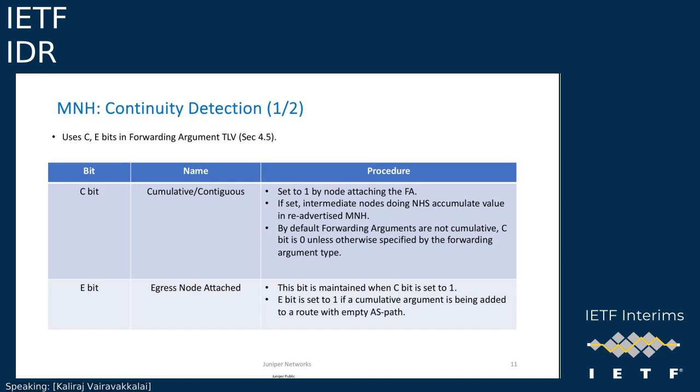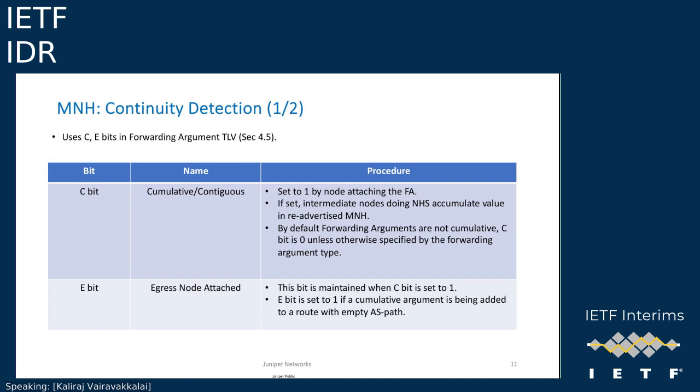It is set to 1 by the node that attaches the forwarding argument, to request that future nodes which are doing next hop self accumulate or make that value contiguous. So the intermediate nodes, when they receive the forwarding argument with the CBIT set, and if they are doing next hop self, accumulate the value and re-advertise the MNH. And each attribute specifies how the contiguity is preserved.